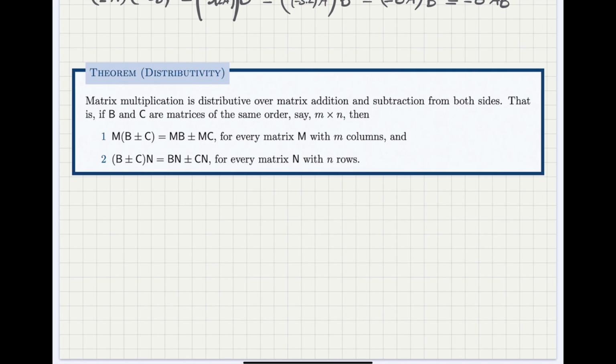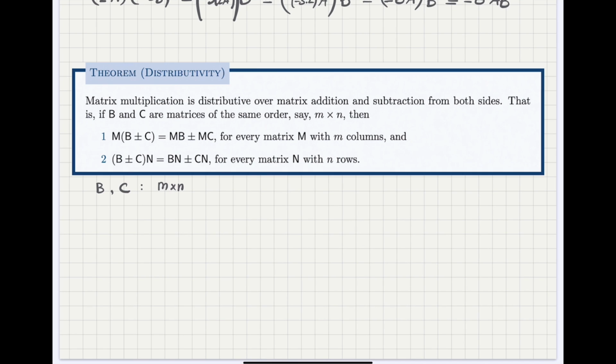So matrix multiplication is distributive over matrix addition and subtraction from both sides. That is, if B and C are matrices of the same order, say M times N. So let me just write these details here for you. So B and C are M by N matrices.